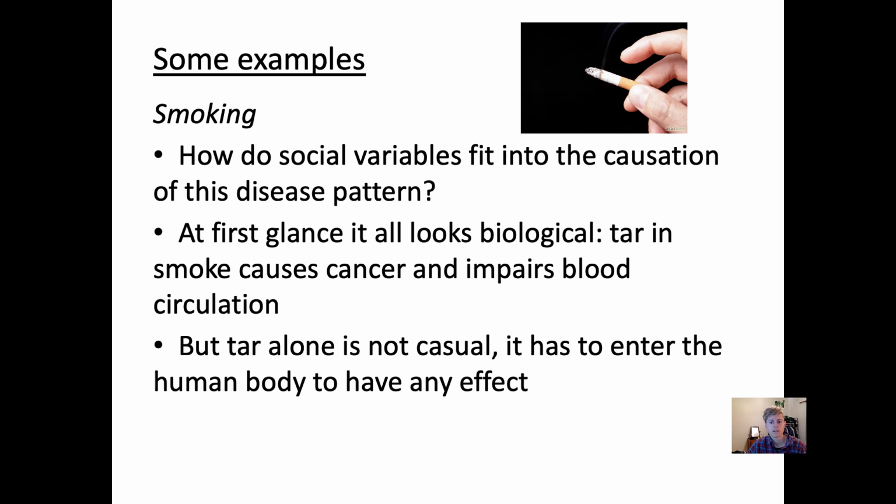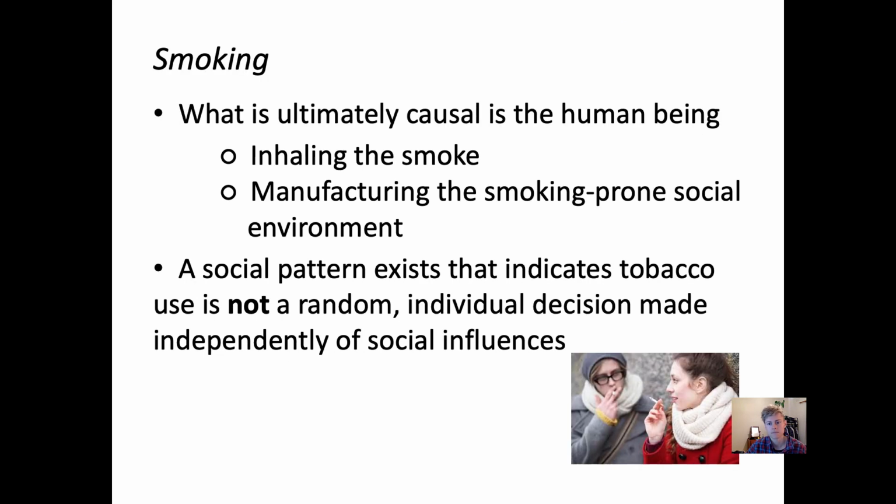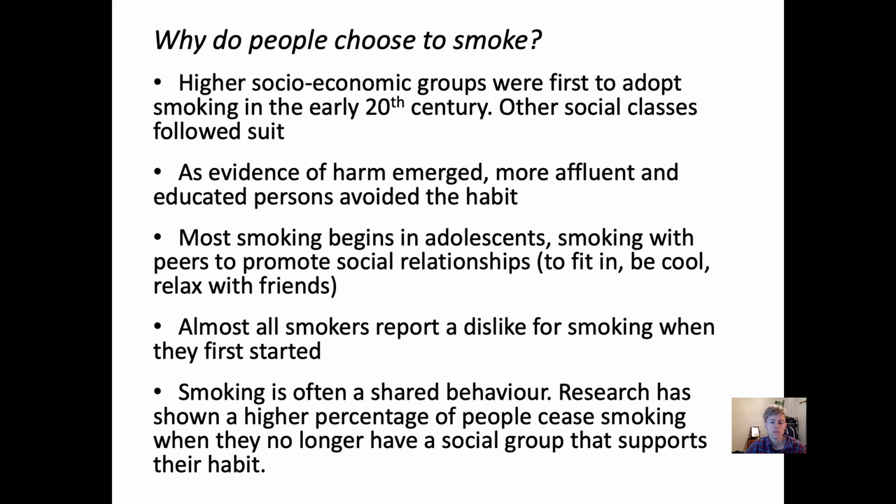The next few slides present a further two case examples, smoking and diabetes. Regarding smoking, we know that tar is causal to smoking-related disease, but of course it has to get into the body. And the act of smoking, as research demonstrates, is not random. It is inherently social. We can see this when we look at reasons as to why people smoke. Almost all smokers report a dislike for smoking when they first start. But why do they persist? Well, often it is a shared behaviour or a collective behaviour. It's often related to fitting in. And as we would expect, when you no longer have a social group that supports the habit, people are more likely to cease smoking.